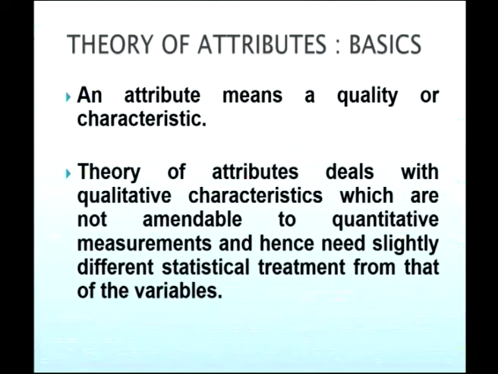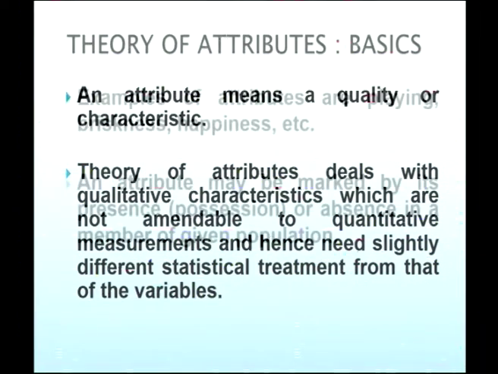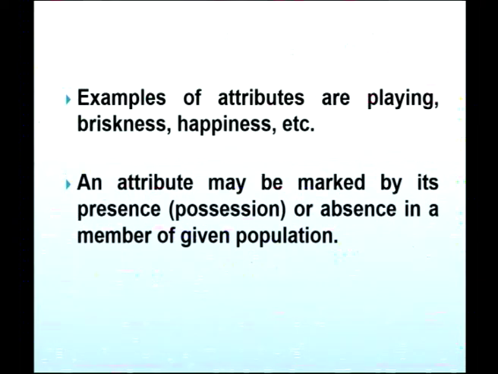So the theory of attributes deals with the qualitative characteristics which are not amenable to quantitative measurements, hence statistical treatment is required from that of variables. What is meant by attribute? Attribute means the quality. Examples of attributes are playing, briskness, happiness, sadness, etc.